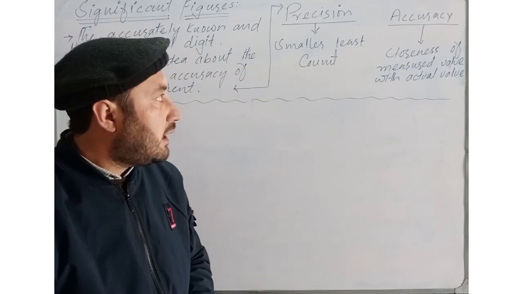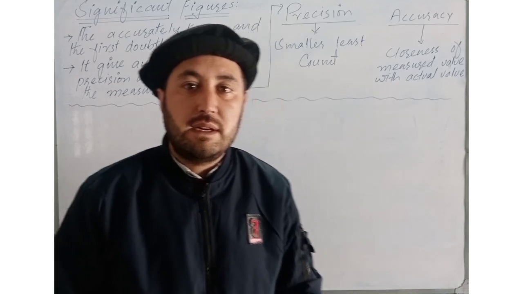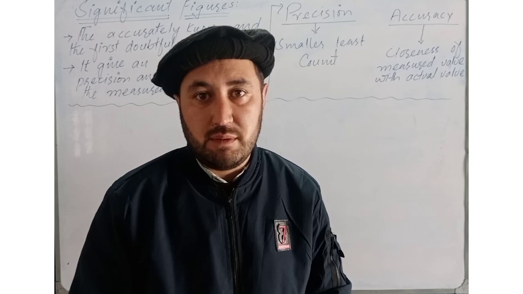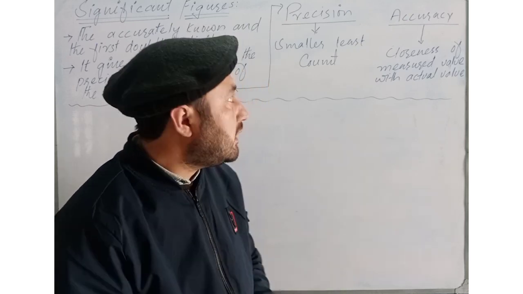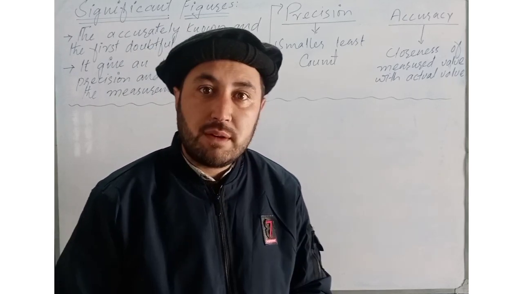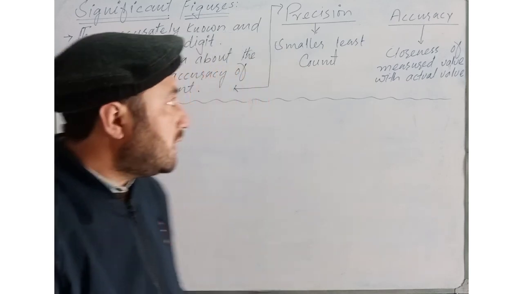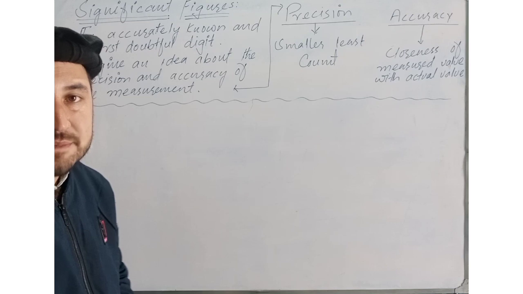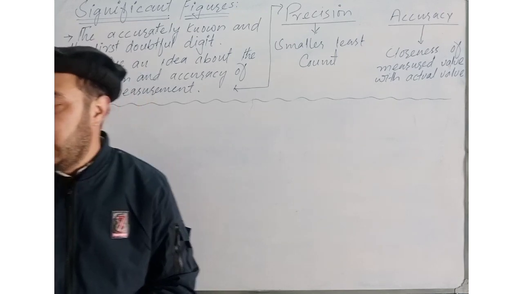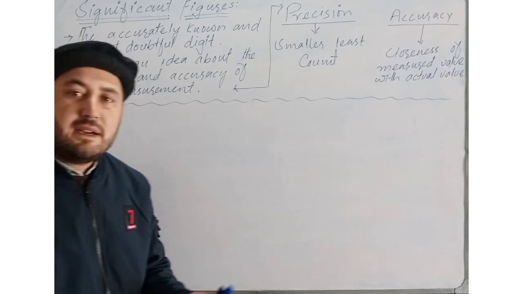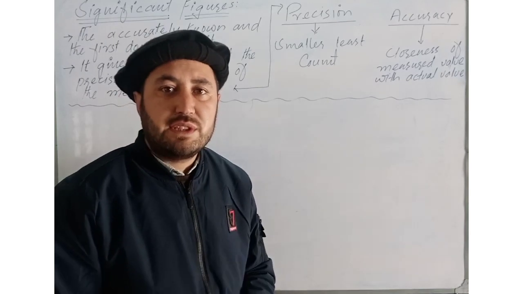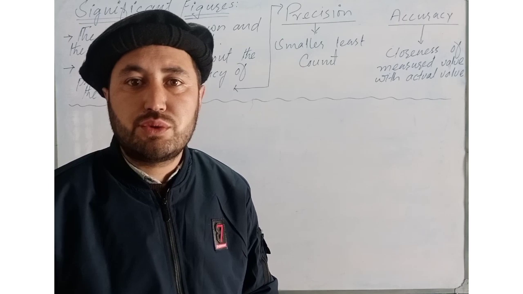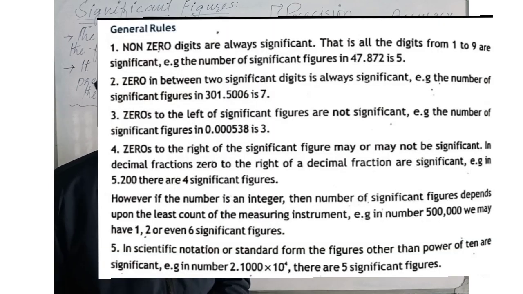And accuracy, on the other hand, is the extent of how close the measured value is to the actual value, right? So it has nothing to do with the least count of the measuring instrument. So that's why it is important to study significant figures. Okay students, now there are 6 to 7 rules to identify significant figures, and you can find those rules in your textbook, right?